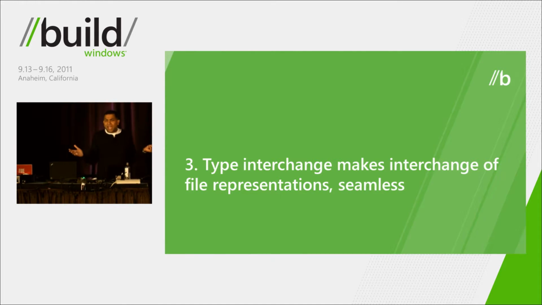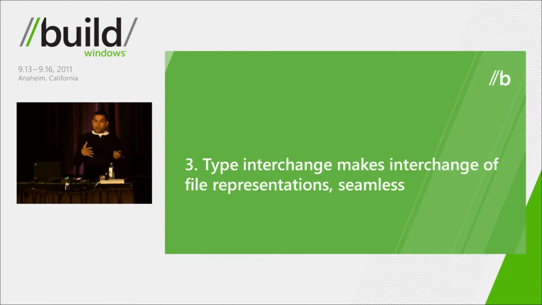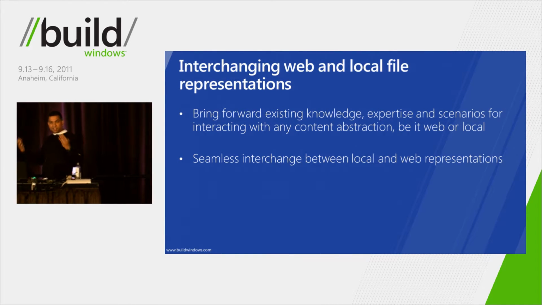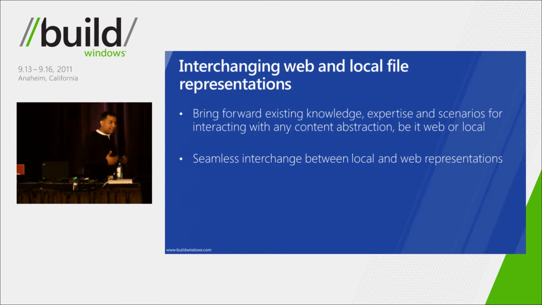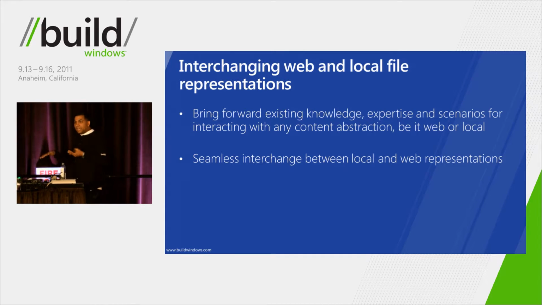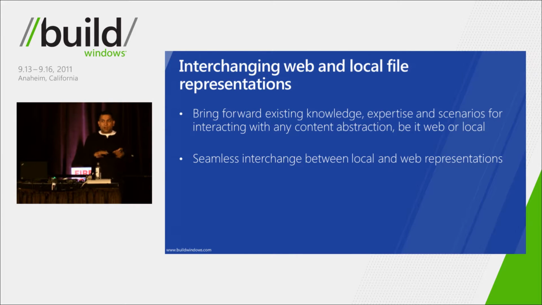It's all mechanics. You have to focus on your scenarios and not on figuring out the infrastructure for your scenarios. So the type interchange layer, for example, makes it easy to go from one abstraction to the other. So you can bring forward your existing knowledge, experiences and expertise, and start building great Windows 8 applications. What this enables for all Windows 8 applications is a set of scenarios that have not been imagined yet. It enables possibilities that are unbounded.